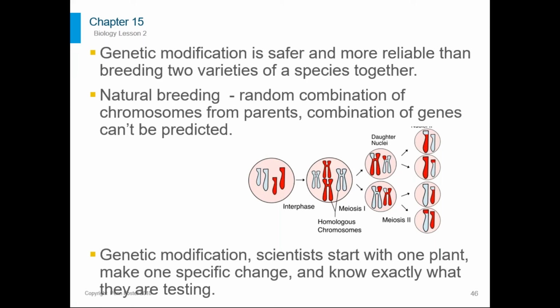The point is that when you are just breeding things together, you can end up with a combination that you didn't expect. But when you're doing genetic modification, the scientists start with one plant and they make a specific change. And they know exactly what they're changing, and they know exactly what they're testing and exactly what they're looking for. So it's a lot more reliable because you decide what results you want and then you make those results happen, and there's a lot less question happening in between.